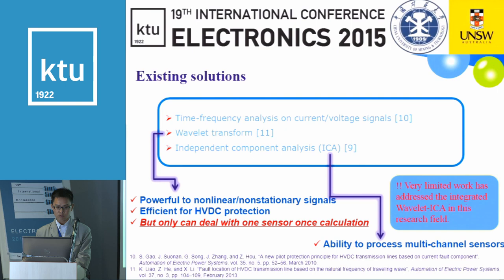The wavelet transform is powerful for nonlinear or non-stationary signals. And also it is very efficient for high voltage DC operation, but it can only deal with one sensor, one calculation. However, independent component analysis has the ability to process multi-channel sensors. So we have an idea, we can combine the third and the second together to process data. So this is our proposed solution.